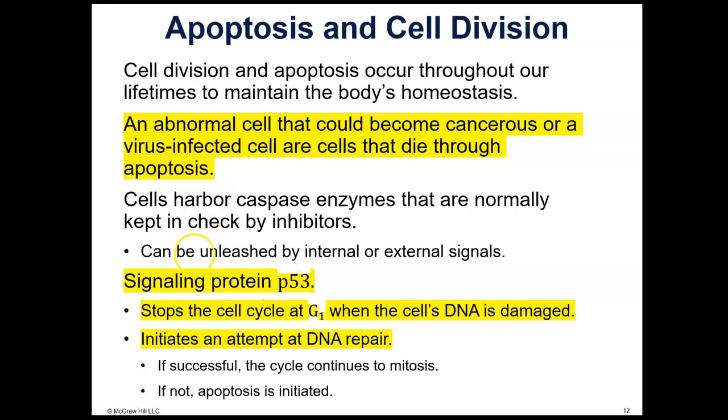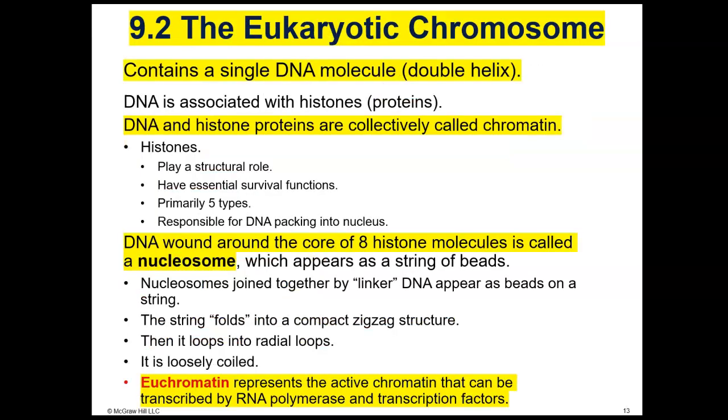One of the important signaling proteins is called P53, and we'll look at P53 later when we talk about cancer. P53 is a protein that stops the cell cycle at G1 when the cell's DNA is damaged, and it initiates an attempt at DNA repair. So if the DNA can be repaired, the cell will continue on to the S stage of interphase. But if not, then it won't.